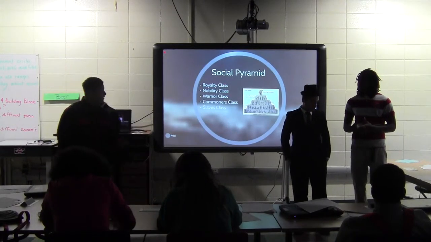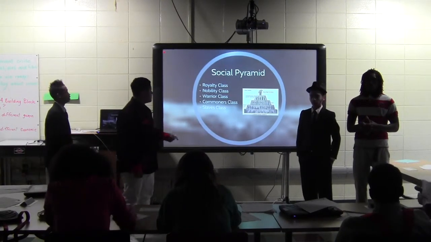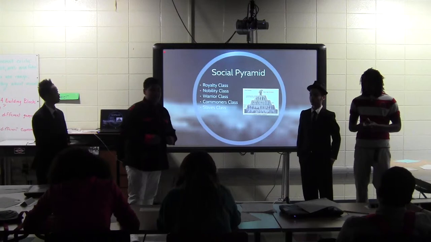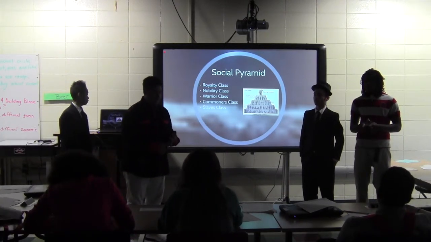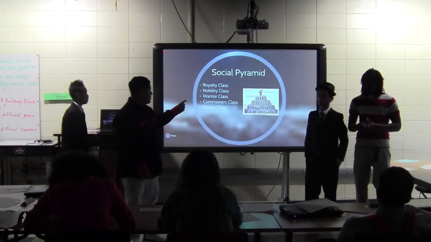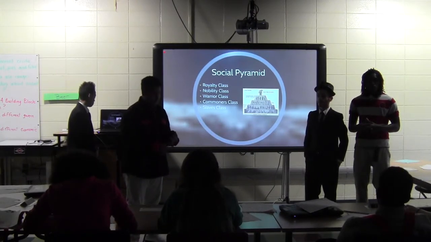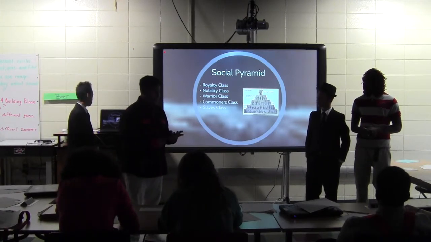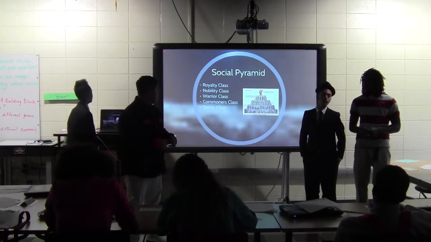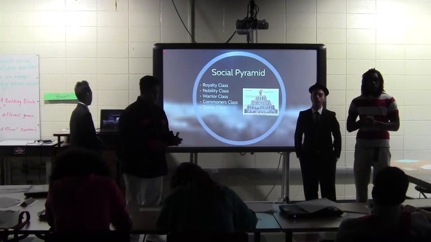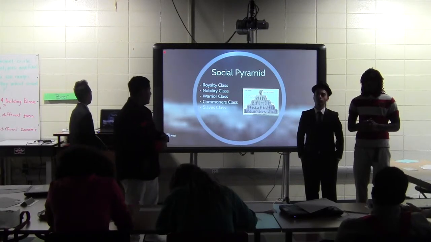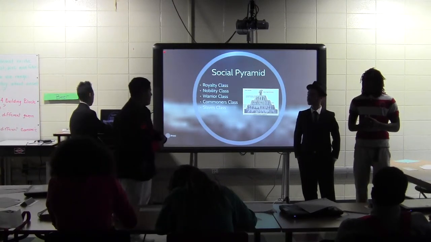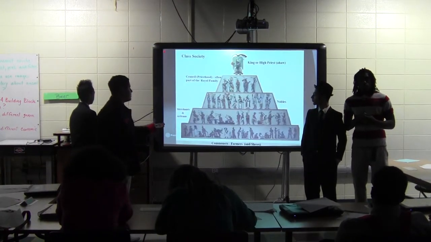The social pyramid. The social pyramid consists of 5 classes: royalty, nobility, warrior, commoners, and slaves. And royalty was the highest one. And that was where all the emperors and kings were at. And noble class is where members of the royal family and military leaders were. The warrior class consists of warriors and their families. The commoners class consists of middle class and third rate. And the slave class is the poorest one. They were slaves from previous wars. And that is a picture of the social pyramid.